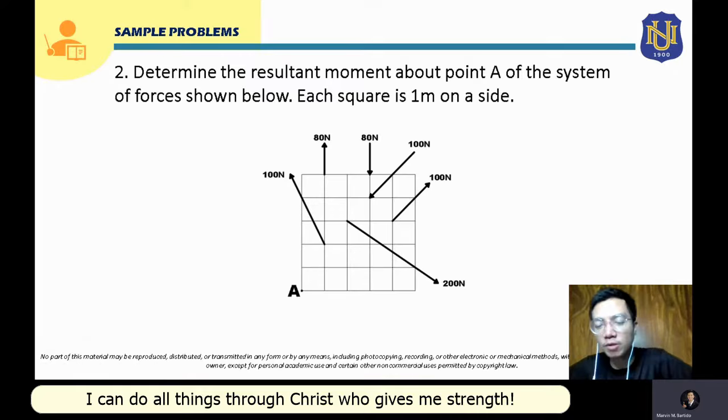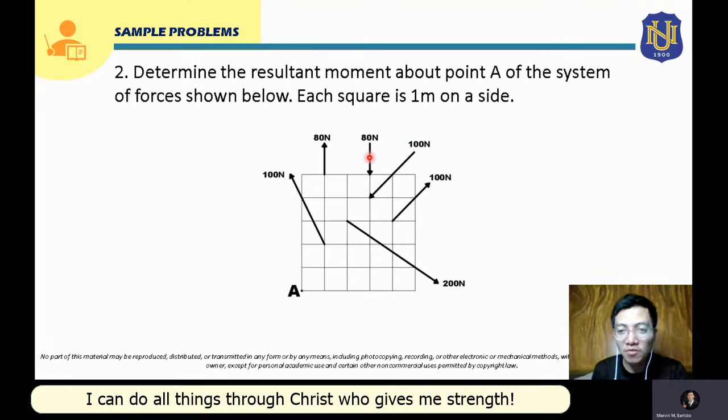Okay, so our second sample problem here, we have to determine the resultant moment about A of the system of forces shown below. Each square is 1 meter on a side. Okay, so this is a force system, and if we are going to analyze and inspect the forces involved here, we have a 100 Newton force, a 200 Newton force, two 80 Newton forces, and two 100 Newton forces.